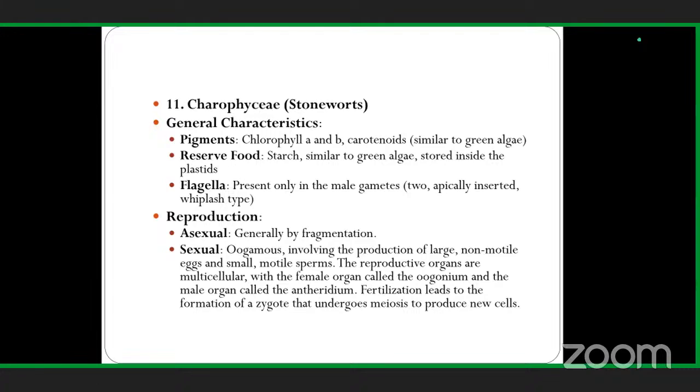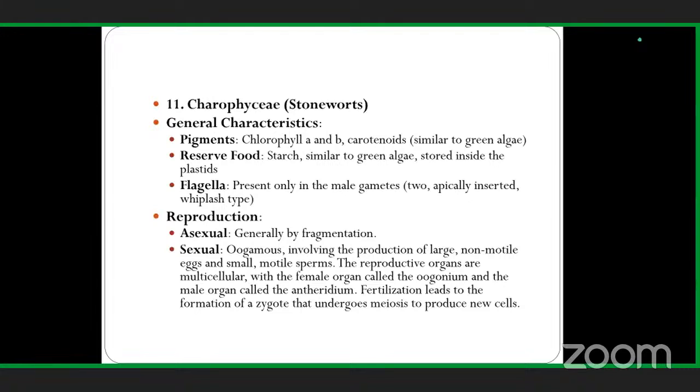Flagella are present only in the male gamete, two apically inserted, whiplash type. So that is apically inserted and it is present only in the male gamete, not in the female gamete. Asexual reproduction is generally by fragmentation. Fragmentation means some part of the plant breaks off and gives rise to a new plant.